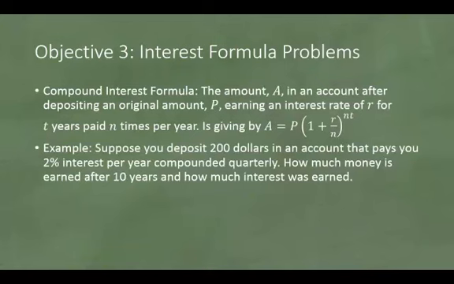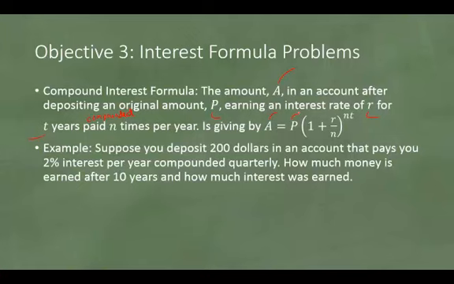Objective 3, interest formula problems. Compound interest formula. The amount A in an account after depositing an original amount P, earning an interest rate of R for T years, compounded N times per year, is given by A is equal to P times (1 plus R over N) to the N times T. So the amount after some time when you have the original amount P is given by this formula.